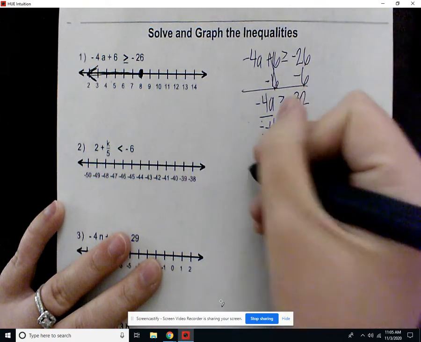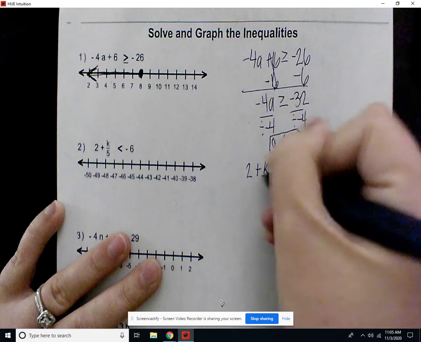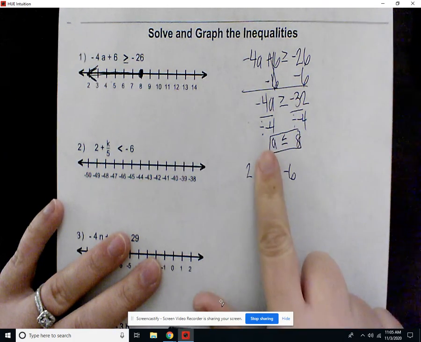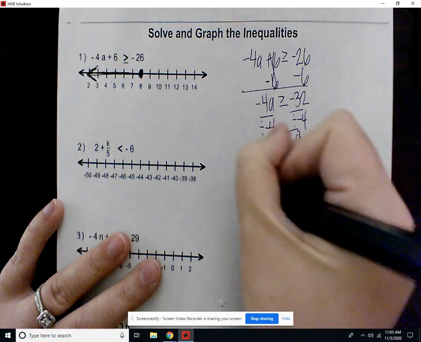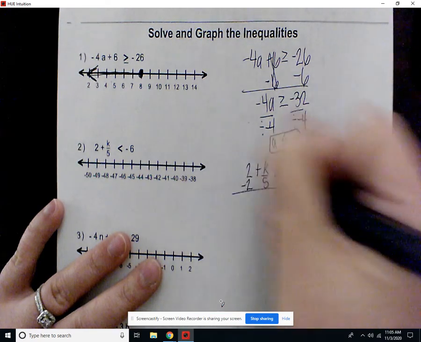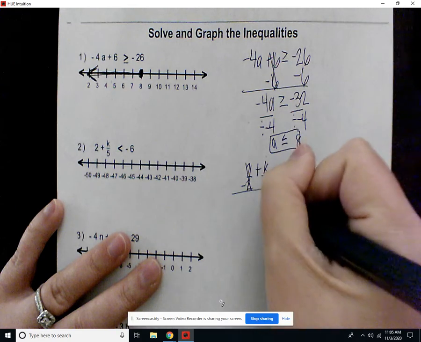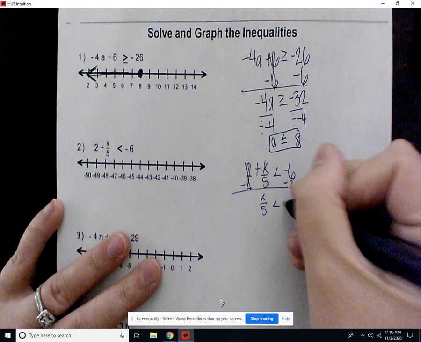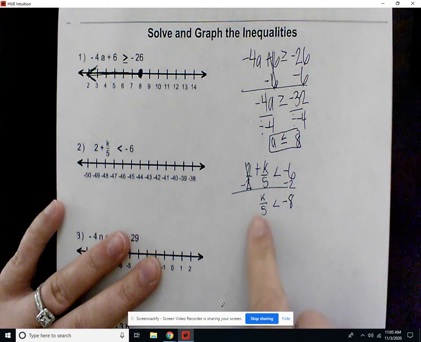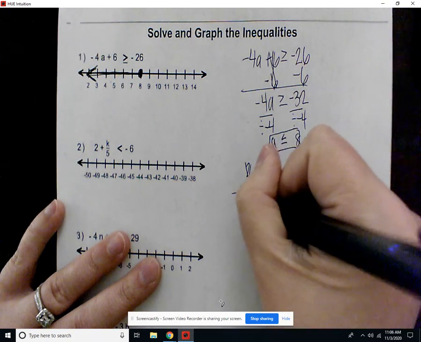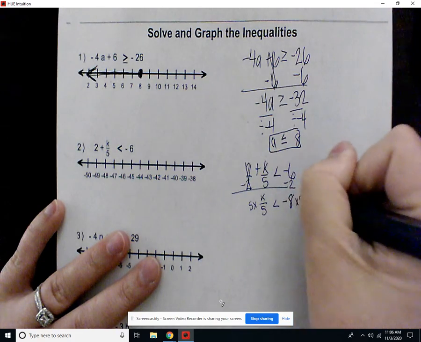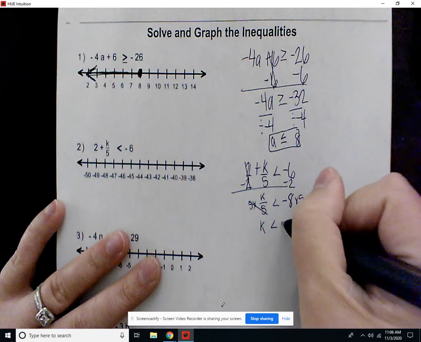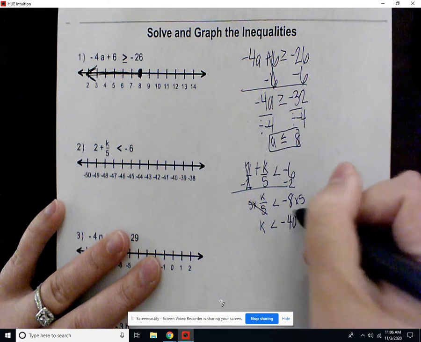Okay, so our next one, we have 2 plus k over 5 is less than negative 6. So again, cover up our letter. Opposite of 2 is going to be minus 2. 2's cancel. We have k over 5. Negative 6 and negative 2 make negative 8. K over 5 is division, so we're going to do the opposite, which is to multiply. 5's cancel. We're left with k. Negative 8 times 5 is negative 40.